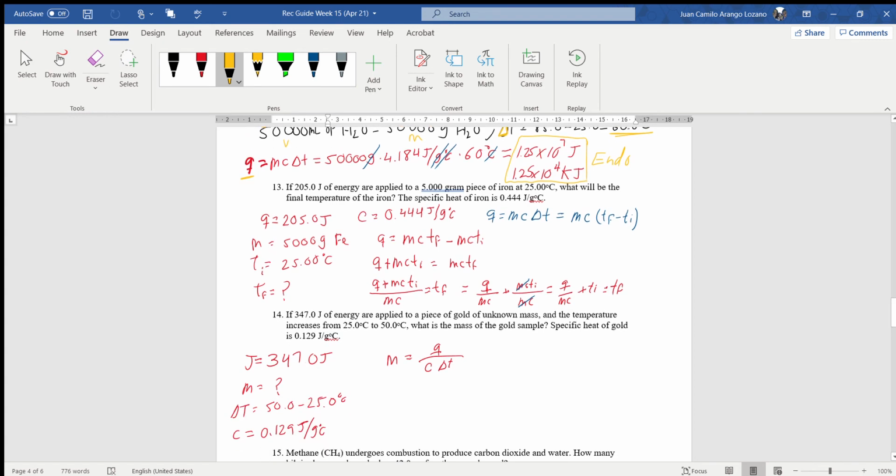Number 13. If 205.0 joules of energy are applied to 5.000 grams.